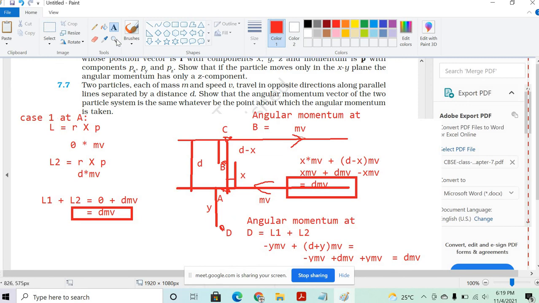So for all the points we considered, we got the angular momentum as dmv. Any questions, any doubts in this part? No doubt. Just do the same thing with your own understanding. It will be more clear to you.